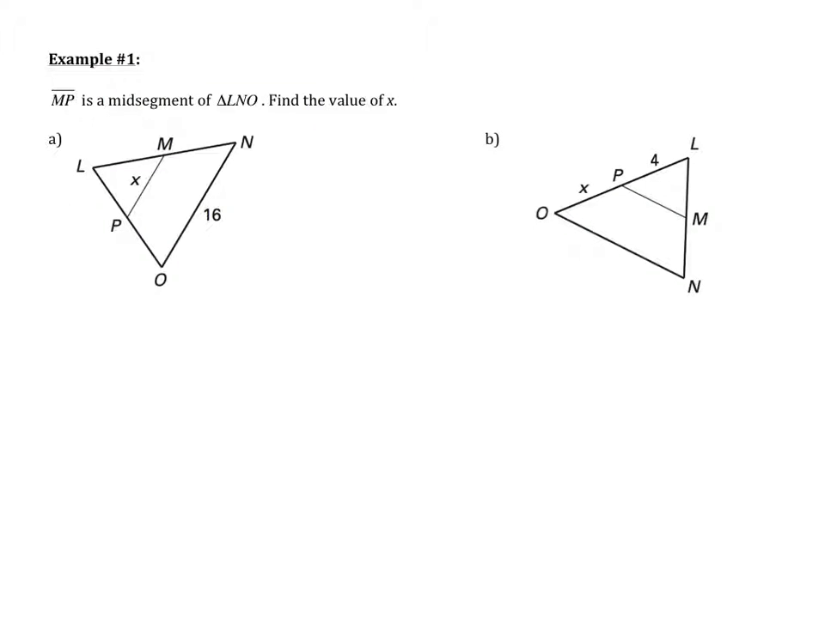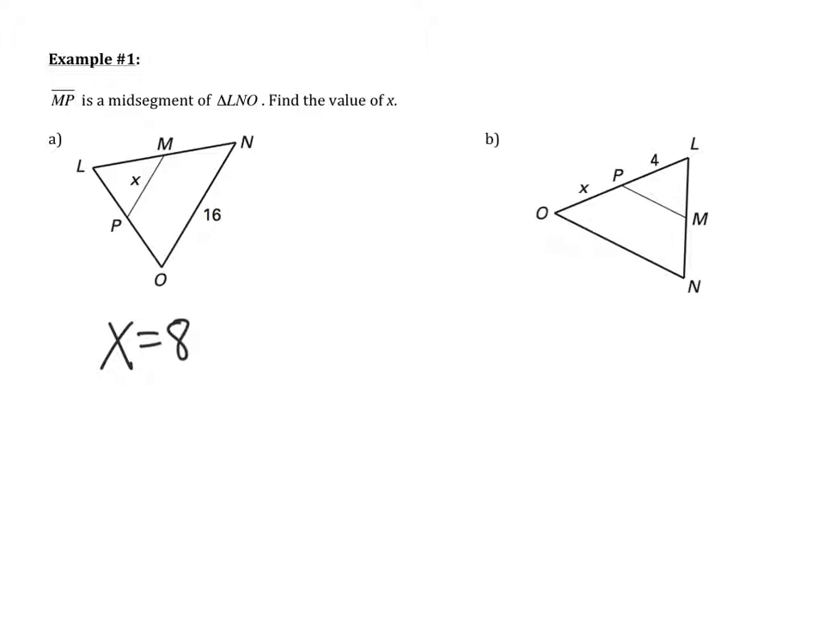So let's look at some examples where the midsegment theorem is used. In parts A and B, it states that segment MP is a midsegment of triangle LNO, and they want us to find the value of X. So again, we know that MP is a midsegment. According to the midsegment theorem, we know that the length of this midsegment is half the length of the side it is not touching. It is also parallel to that side, but in this case, we're only looking at the distance. So if NO is 16 units long, then MP is going to be half of that. So X is going to be equal to 8.